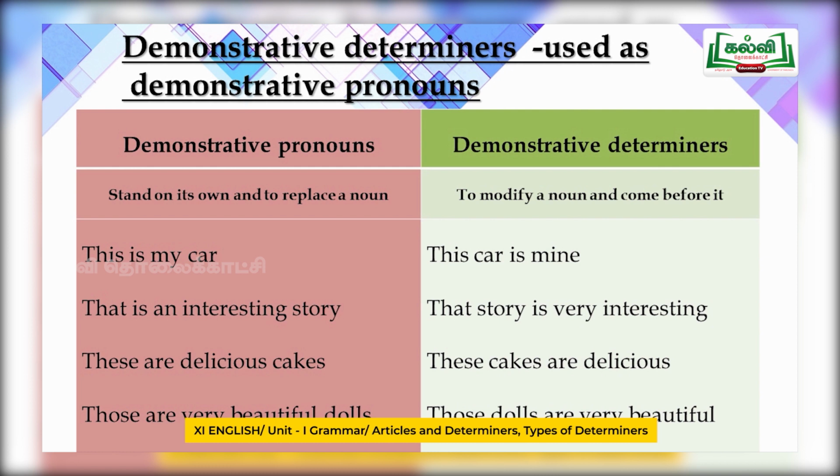See the table carefully. That is an interesting story. That story is very interesting. Here, story is a noun. That is a determiner. So, here, that alone comes and replaces the noun, so here it is a pronoun. Here it is a determiner. Another example, these are delicious cakes. These cakes are delicious. Those are very beautiful dolls. Those dolls are very beautiful. Here, those is a determiner. Dolls is a noun.